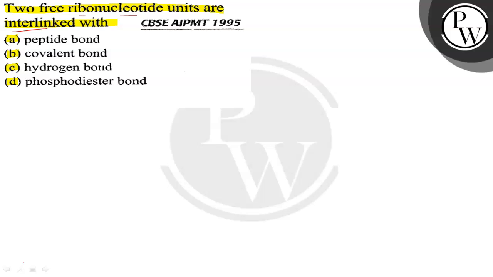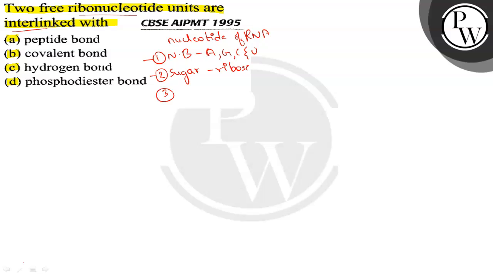So to know that, let us discuss the nucleotides of RNA. Ribonucleotides are nothing but nucleotides of RNA. They are made up of three units. First one, nitrogen bases. As bases, we have adenine, guanine, cytosine, and uracil. Second one is the sugar molecule. As sugar molecule, we have ribose sugar in RNA. And third one is the phosphate group. These three units are connected with each other to form a nucleotide.